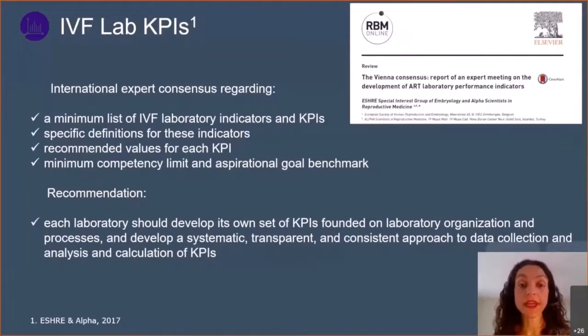But there is this Vienna consensus. This is a great publication based on expert opinion, where they actually selected a list of 3 types of indicators we will describe in the next slide, and they actually recommend values for each KPI, including minimal competency limit and an aspirational goal benchmark. What is very interesting about this publication, there is a recommendation that each laboratory should develop its own set of KPIs because it depends on how things are done in their own structure, in their own procedures. So it has to be founded on laboratory organization and processes.